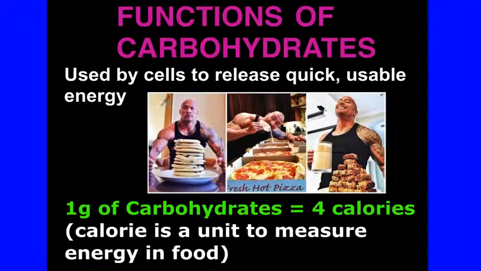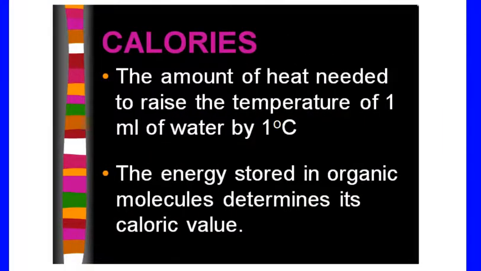The function of carbohydrates is for quick energy, usable energy. Energy found in your food is called a calorie. It's just the unit that we use to measure that energy. And 1 gram of carbohydrates contains 4 calories. So let's take a second to look at calories. Calories are basically the amount of heat that is needed to raise the temperature of 1 milliliter of water by 1 degree Celsius. So it is a measurement of energy stored in an organic molecule.